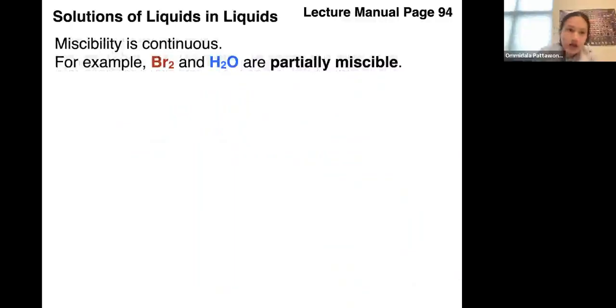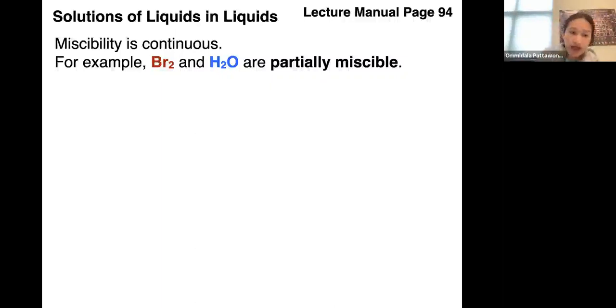Next, let's take a look at solutions of liquids in liquids. Okay, so we talked about solubility of liquid in liquid before in terms of miscibility, right? So we talked about miscible versus immiscible. We treat them as black and white, right? But in reality, miscibility is actually continuous. For example, substances that are immiscible, there is still some part of it that is actually partially miscible, which means even though they are not able to completely dissolve, there's a tiny bit of it that can actually dissolve.